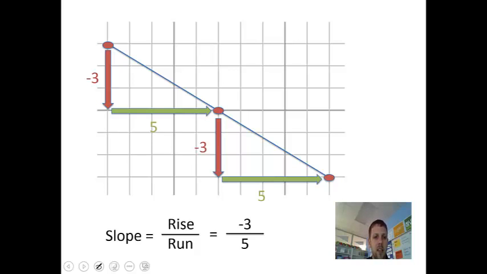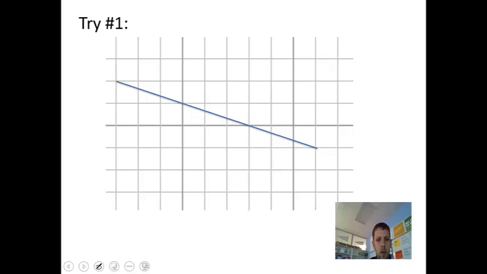So we would say that this has a -3 drop or a -3 rise, and it has a run of +5. And so the slope would be -3/5. And if we wanted to write an equation, it would look like this. Alright, so I want you to try this one all by yourself.